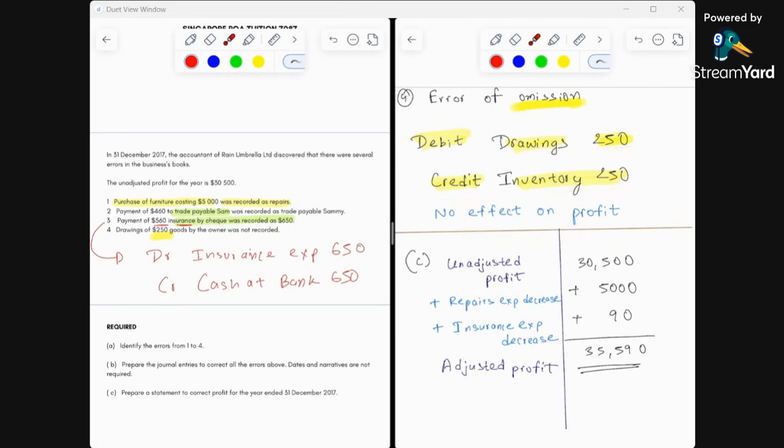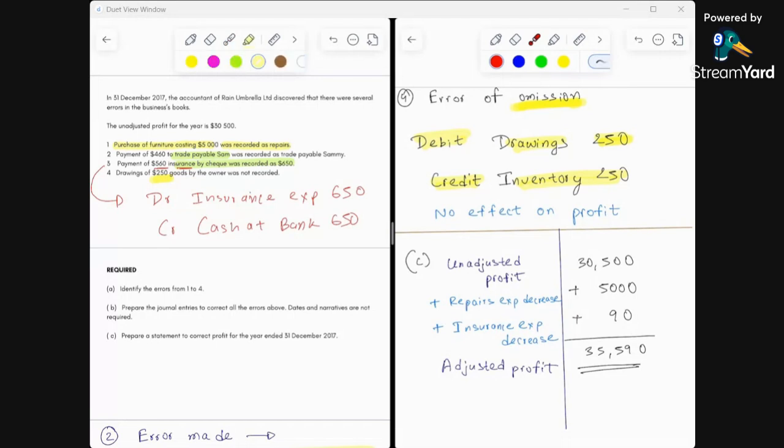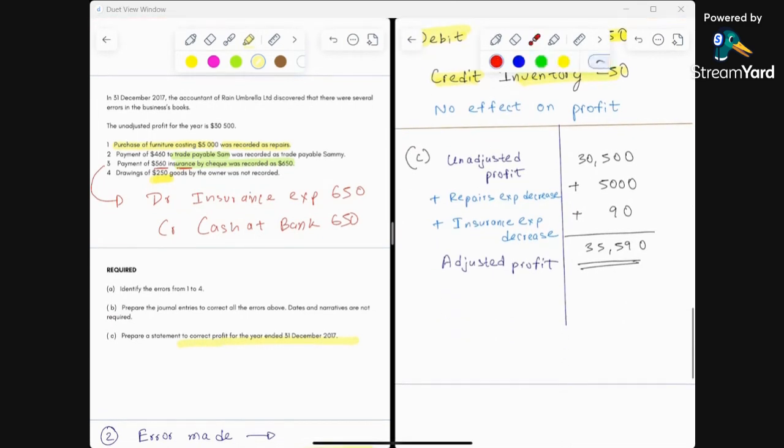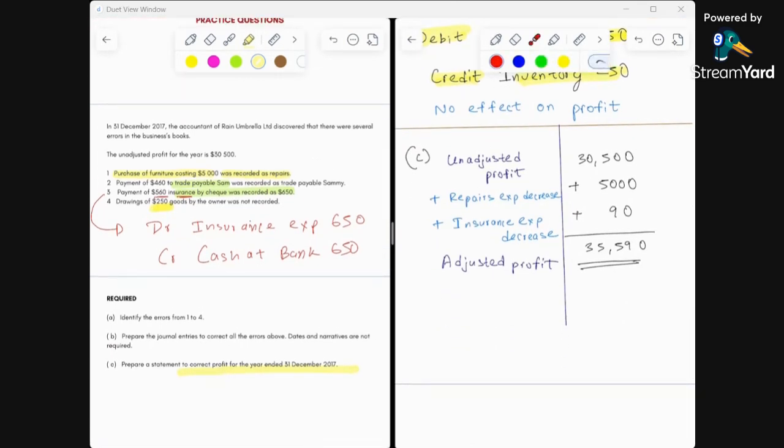Okay. Now, the last part is to prepare a statement to show the correct profit for the year ended 31 December 2017, which is pretty straightforward, in my opinion. So if we read the question again, we know that we were given an unadjusted profit prior to the discovery of errors, and that was $30,500. Okay? All right. So we start with the unadjusted profit of $30,500 here. Okay? And based on the correction we have done for the first transaction, we know that we credited the repairs expense, which means our expenses are going down, and as a result of which the profit should go up. So we are adding the effect of the decrease in repairs expense, which is to increase the profit by 5,000.